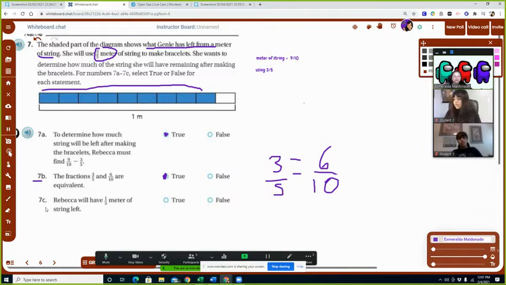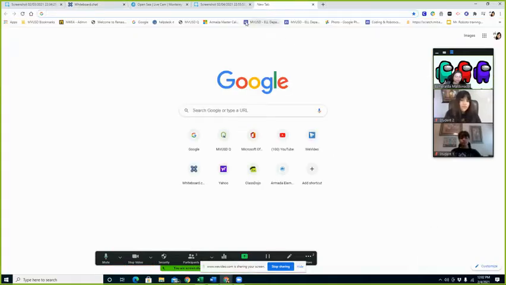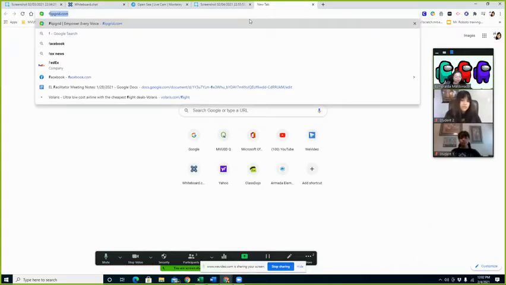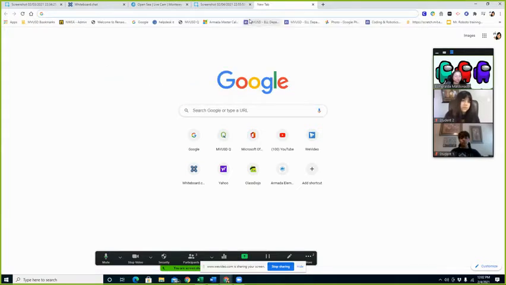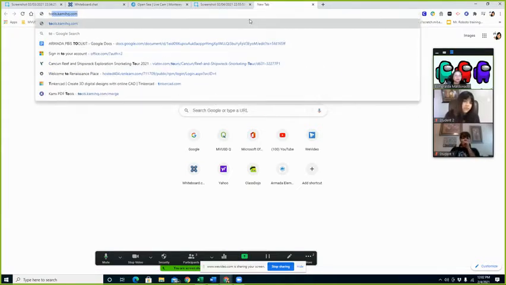Now let's look at the third at 7c. Rebecca will have 1/5 meter of string left. So now basically we need to subtract. And you could use fraction strips. We can go to fraction strips to do that subtraction. But I will not be checking your work, so you can do it however you want. But let's do it with fraction strips.